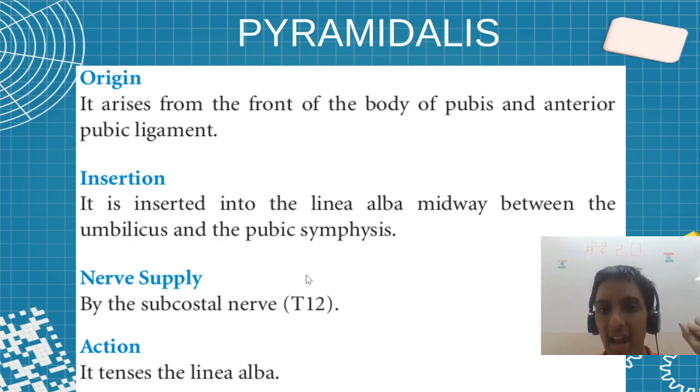Let us see pyramidalis. This is a vestigial muscle in the human being. Okay, many vestigial muscles are there, just like the auricular muscles. They are vestigial. So we are finding this muscle. It is coming from the body of the pubis, inserting in the linea alba. Okay, supplied by the subcostal nerve, which will tense the linea alba.